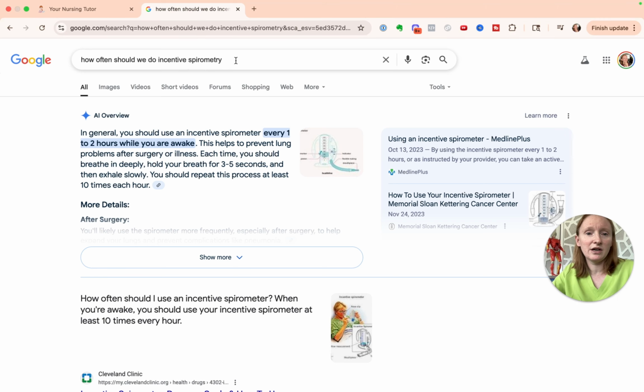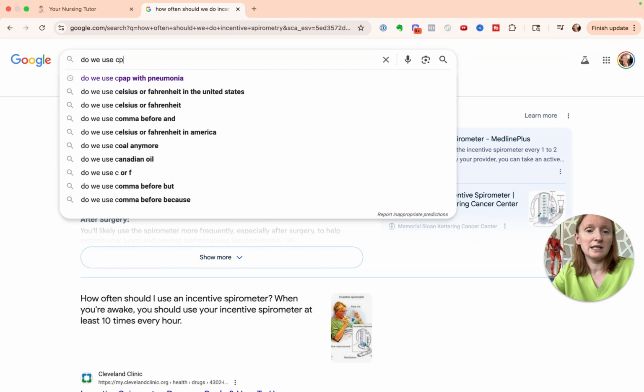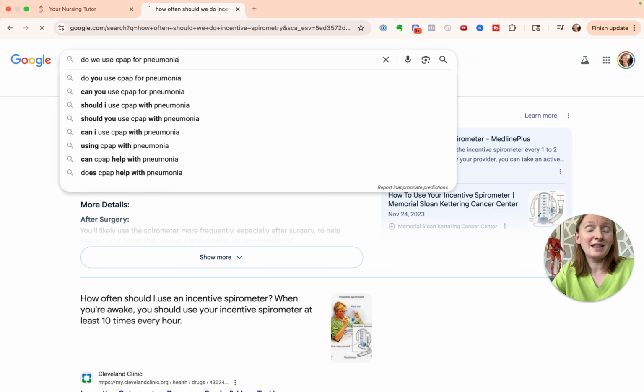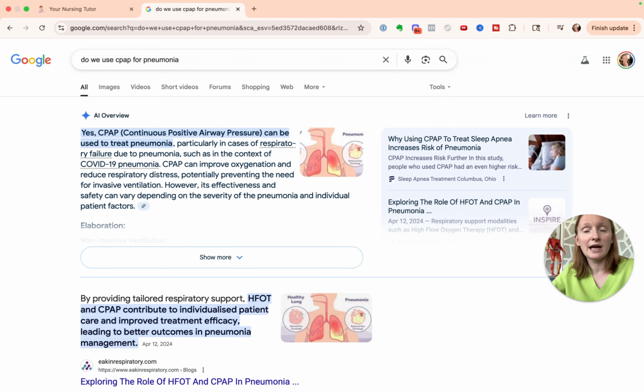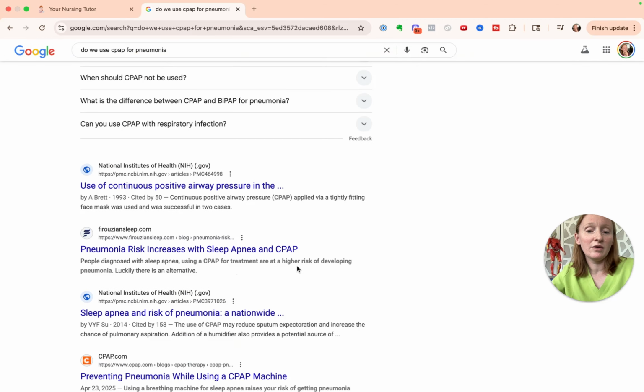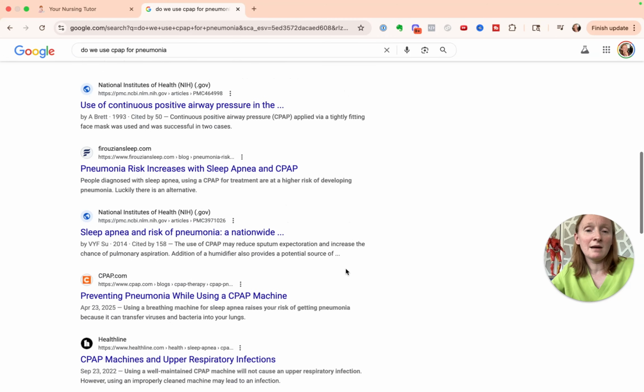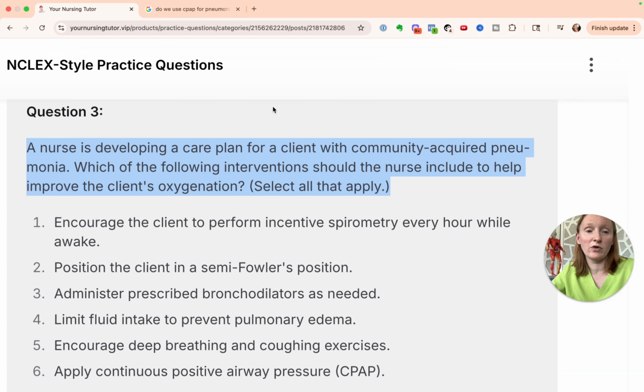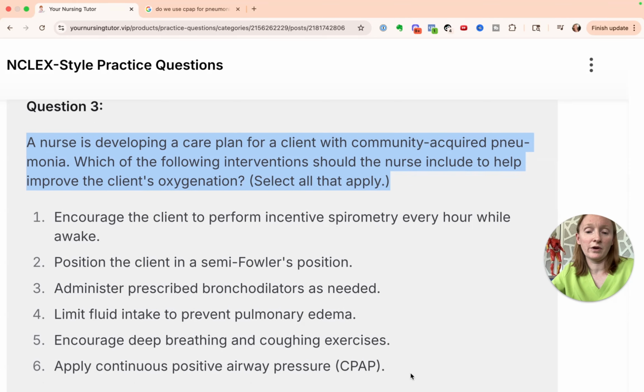But if I'm not sure, I say, do we use CPAP for pneumonia? Okay, this is not a test. This is practice. We're learning and we're practicing things and we're getting more information and we're learning to think about it. That's how we need to approach these practice questions when we're studying. And so it says, yes, it can be used to treat pneumonia. Let's see. It can be. And it's saying also, people with CPAP are at higher risk for pneumonia. I'm thinking that it can be used for pneumonia, but probably more for severe cases. And this is not expected to be a severe case. I'm not going to pick 6 for CPAP.